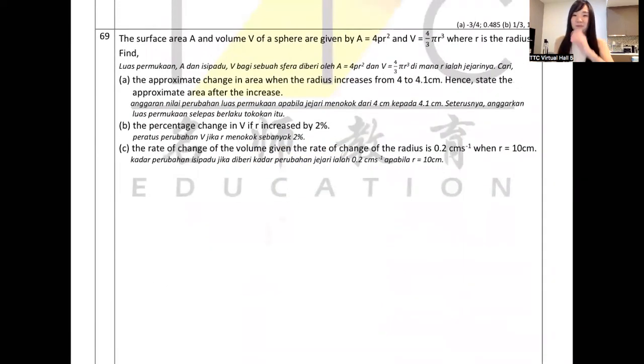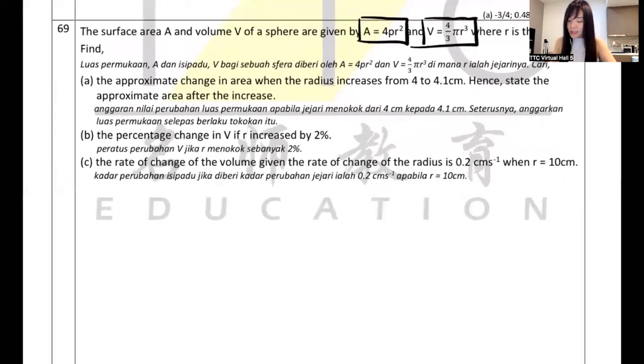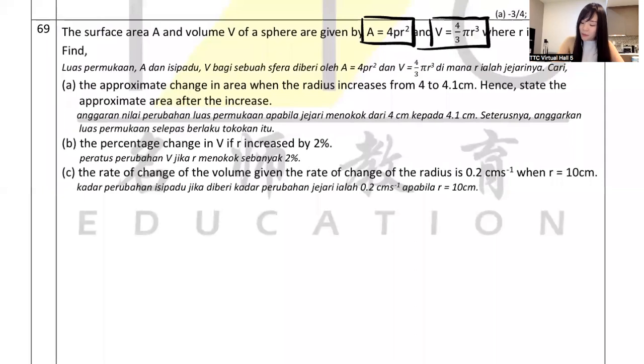69. Okay, let's do it. They say the surface area and volume of a sphere is this and this. Good, they give me the equations, so I feel there's no need to memorize them myself. Where R is the radius, okay? Fine. Find the approximate change.